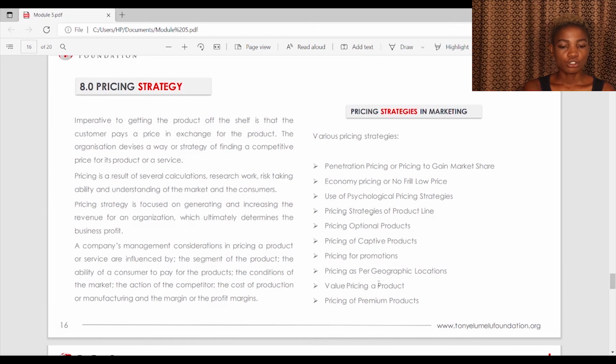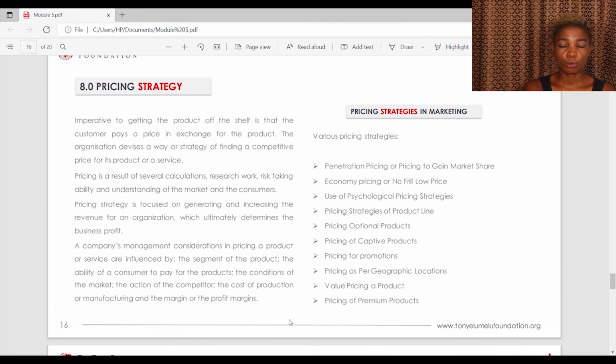Pricing as per geographical location. Of course, you can decide that the place you do business has a way of also affecting your prices. Of course, you cannot use the price you sell at in Lekki, Lagos to sell the same product in Ojuelegba. Nobody's going to buy it. Or Mushin, nobody's going to buy it from you. So geographical location also matters in your pricing.